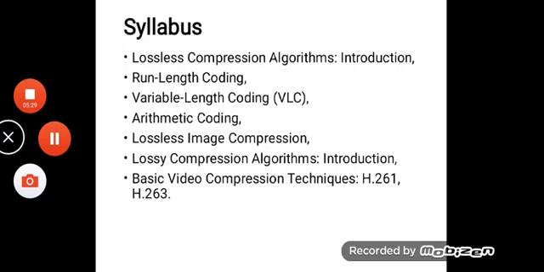To quickly summarize, basically two kinds of algorithms that we will be seeing, that is lossless compression algorithms and lossy compression algorithms, followed by their different types. Then there will be lossless image compression, followed by video compression as well.